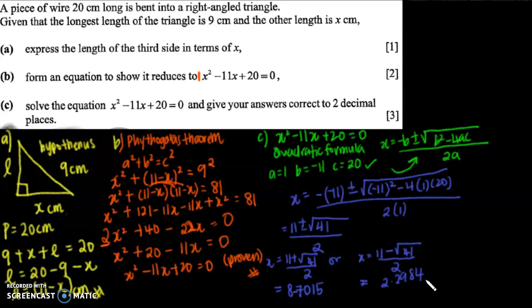We're almost there. All we have to do is make sure that we correct it to 2 decimal places. Here, 8 is more than 5, so we have to round it up. That gives us 2.30. And 8.70, corrected to 2 decimal places, gives us 8.70. Therefore, the answers for part C are 8.70 and 2.30.